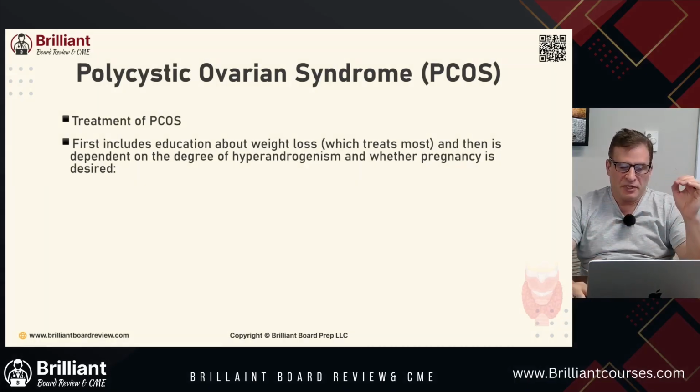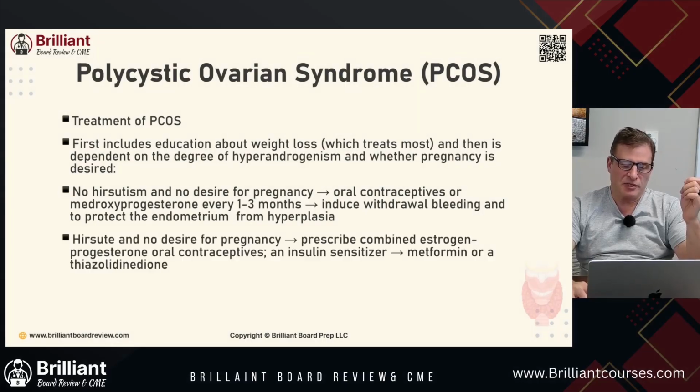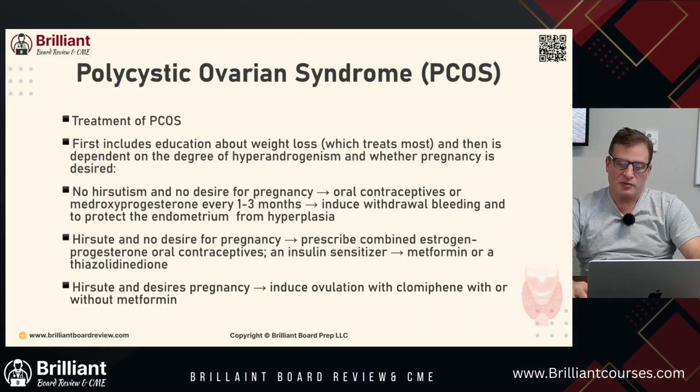Then depending on the degree of hyperandrogenism and whether pregnancy is desired: with no hirsutism and no desire for pregnancy, you can give oral contraceptives or medroxyprogesterone every 1 to 3 months to induce withdrawal bleeding and to protect the endometrium from hyperplasia. With hirsutism and no desire for pregnancy, prescribe a combined estrogen-progesterone oral contraceptive and an insulin sensitizer such as metformin or thiazolidinedione. With hirsutism and desire for pregnancy, induce ovulation with clomiphene, with or without metformin.